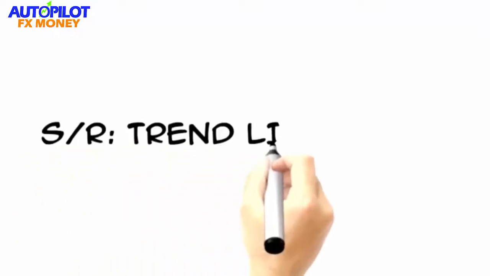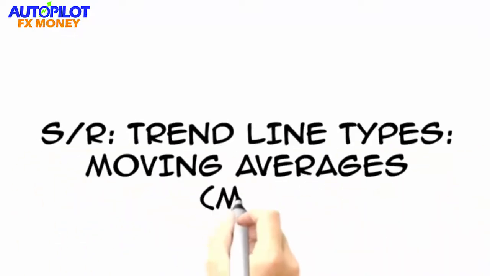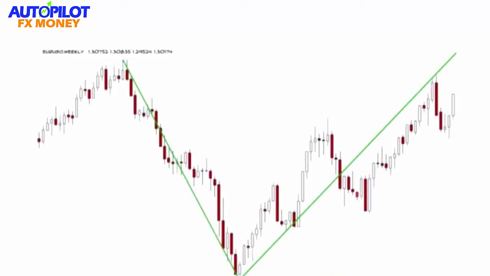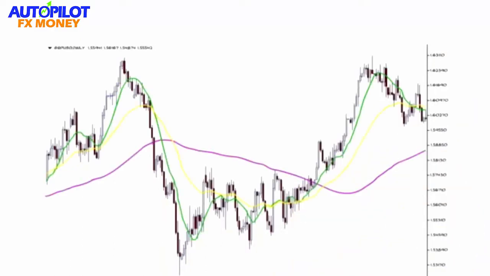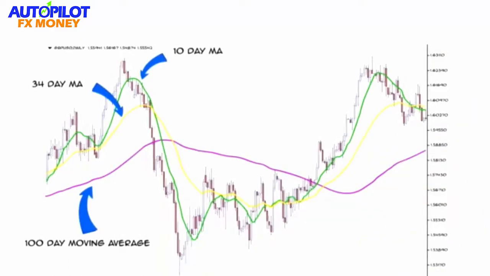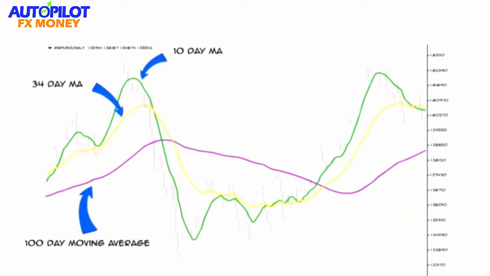Support and resistance trend line types. Moving averages, MAs. Like simple trend lines and channels, moving averages, or MAs, are another kind of trend line that helps clarify the trend, because they smooth out the gyrations of individual price or candle movements.